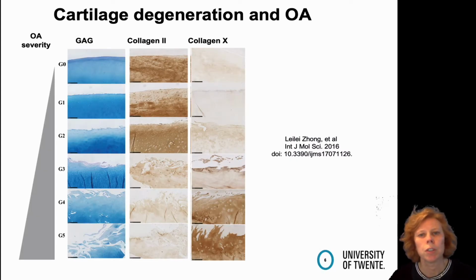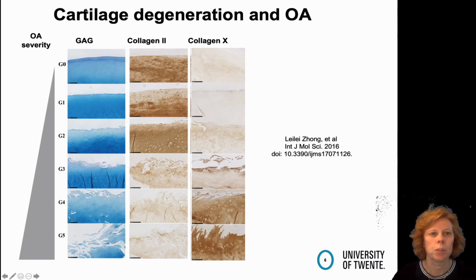We do know that osteoarthritis, or OA, is a gradual process, and it is characterized by loss of structure and loss of cartilage-specific proteins, such as glycosaminoglycans and collagen II. At the same time, we see an increase in hypertrophic markers such as collagen X.